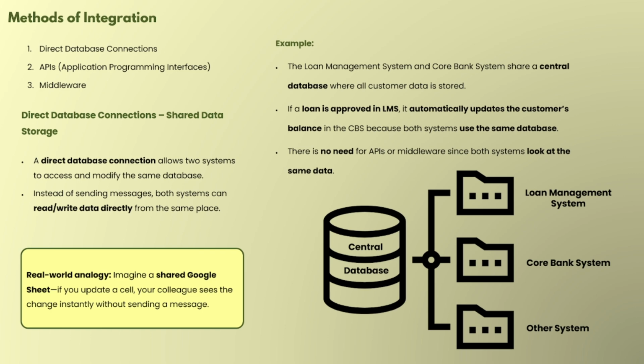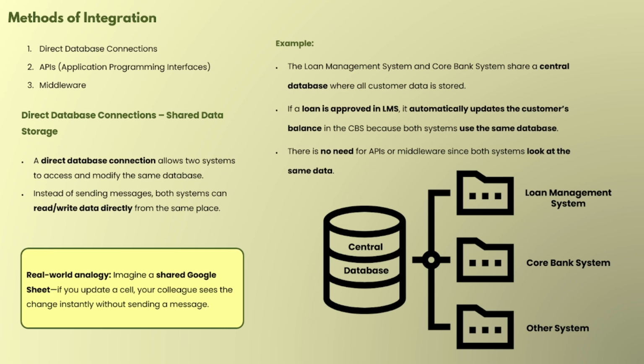Here we can see that the loan management system, core bank system and other systems are connected to one single database. So the loan management system will work on that particular database, core bank will also work on that database, and the other system also will work on the same database. So they share a central database, which is visible here. There is no need for API and middleware since both look at the same data at the same time. So this is the example of direct database connection. It's not possible every time; such things happen in very few and special cases.